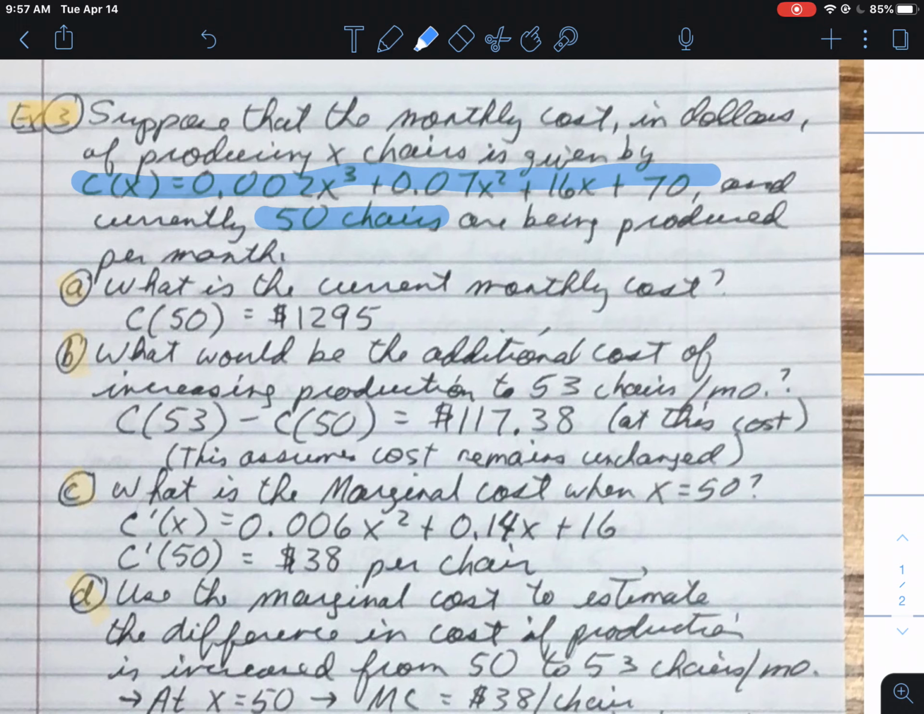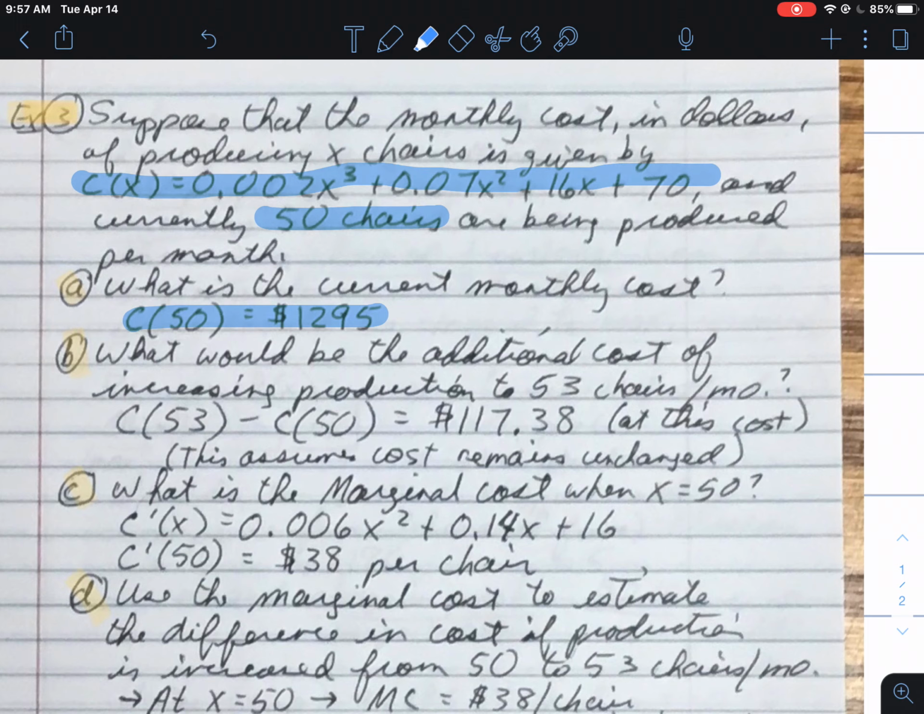Question part A. What is the current monthly cost? Well, we're producing 50 chairs. We have our cost function, so I'm just going to plug 50 into our cost function. C of 50 is $1,295. That's our cost of producing 50 chairs.